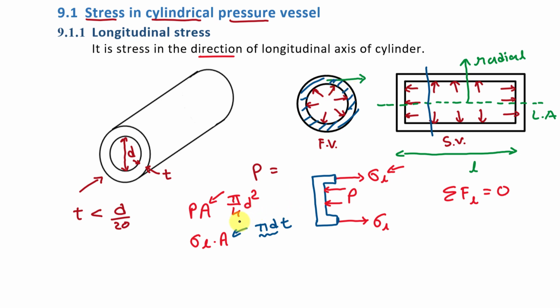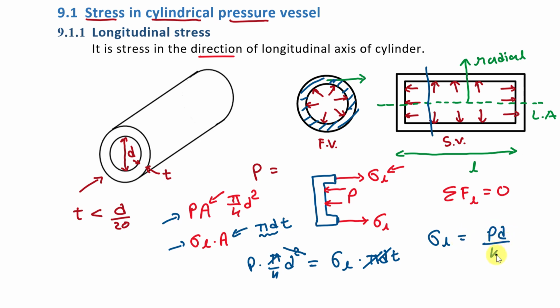Fine. So now we have to equate both these terms. So it will be p into pi by 4 d square is equal to sigma L into pi d t. Here this pi is cancelled. Here one d will be cancelled. So finally you will get sigma L is equal to Pd by 4t. Here this P is the value of pressure acting on the cylindrical pressure vessel, this d is the inner diameter of the cylindrical pressure vessel, and this t is the thickness of this cylindrical pressure vessel.